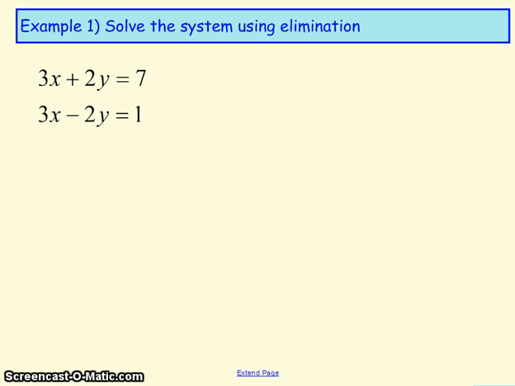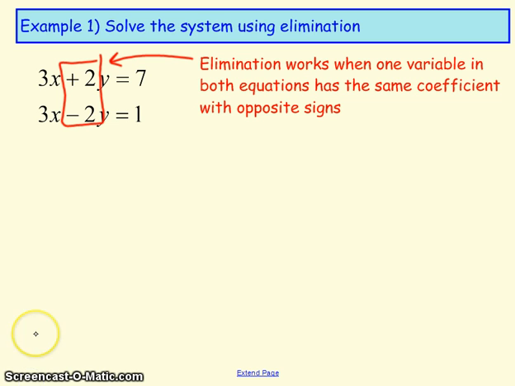So elimination works when in both equations one of the variables has the same coefficient with opposite signs. So we're looking for something like we see in this system. The y has a coefficient of 2 in both equations, but one is a plus and one is a minus. When you have this situation, you can solve the system using elimination.